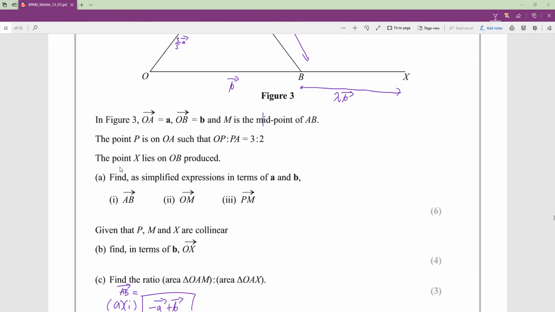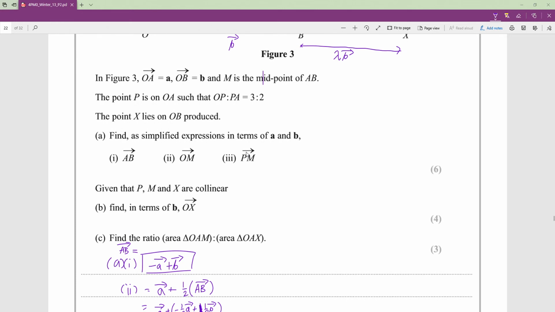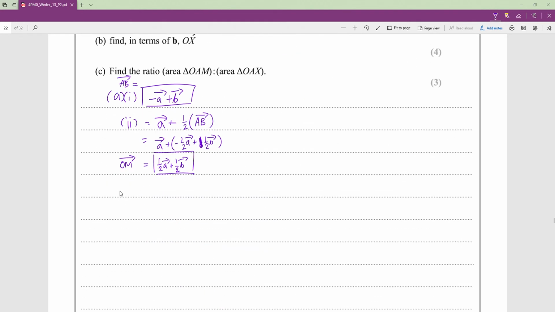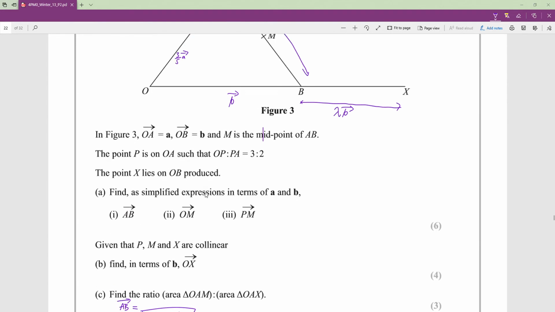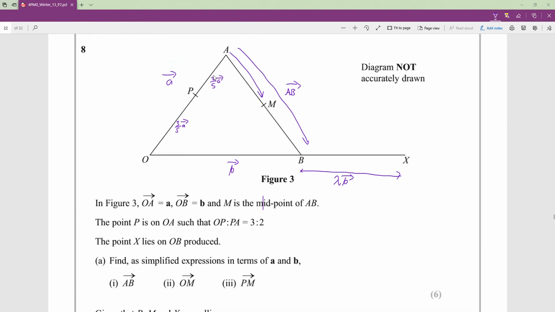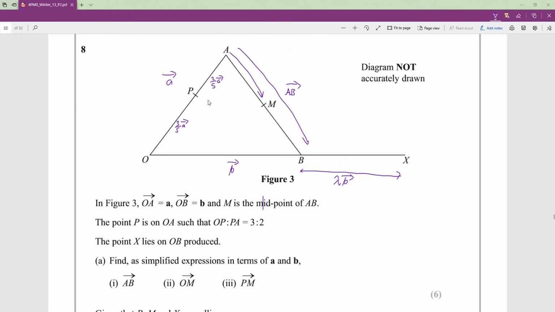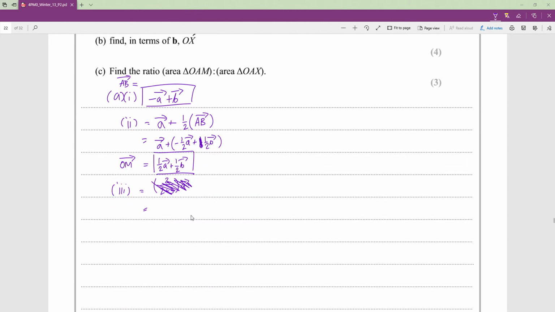So now what do we do? PM, that's what we're trying to find. In a similar fashion, because PA is 2 over 5A, and we can phrase this as 2 over 2 plus 3A, or in fact, it would make more sense to the examiner if we showed our thought process. PM is PA plus AM. That's the first step.